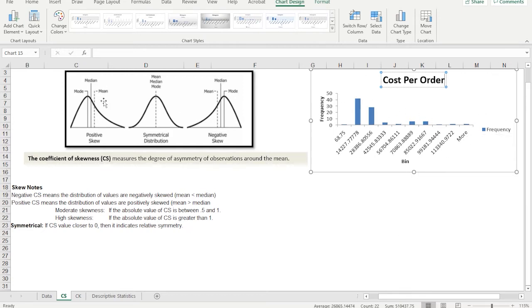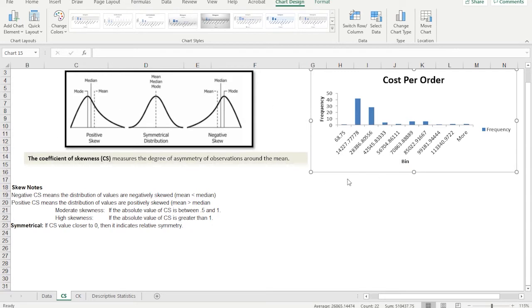So looking at the illustrations that we have here on the left-hand side, this cost per order distribution looks a lot more like the one on the left, right? A positive skew distribution, where we have the majority of our values for the cost per order towards the left-hand side, and then it tails off towards the right. That tailing off towards the right is what we mean by a positive skewed distribution. So just by looking at this histogram, I was able to tell more or less what kind of distribution we have here.